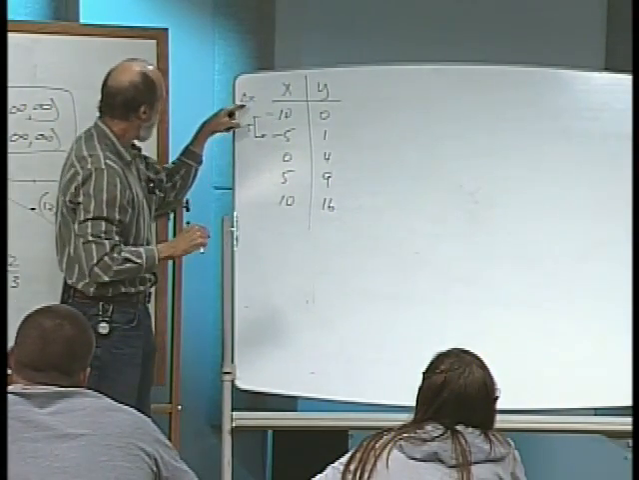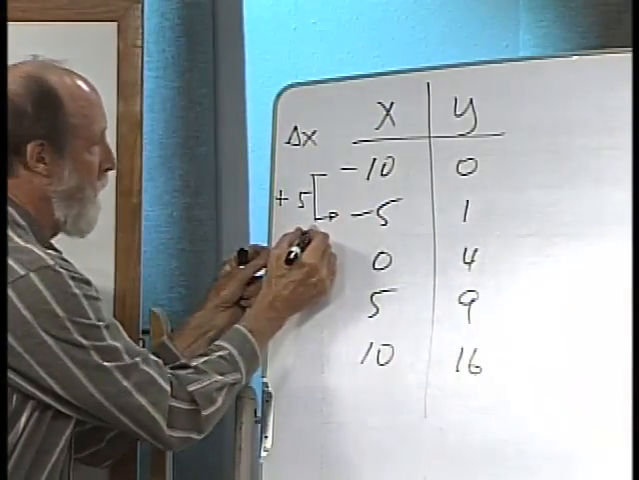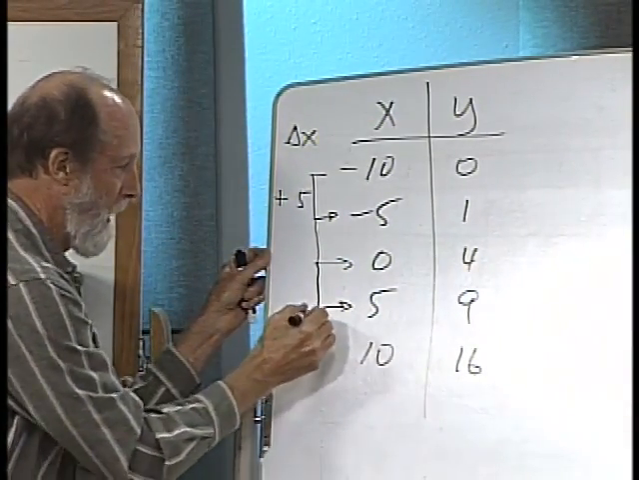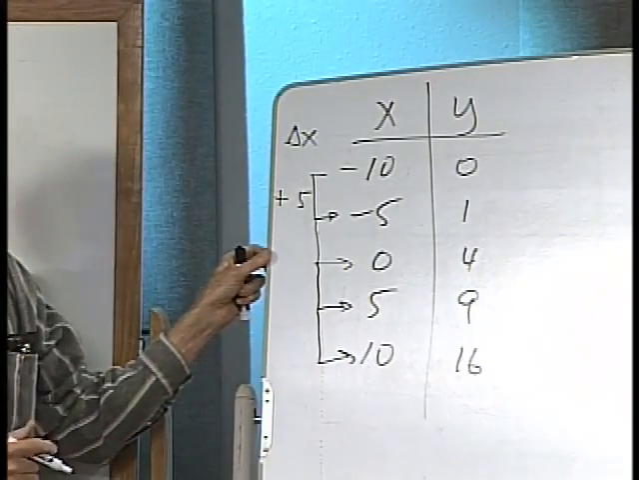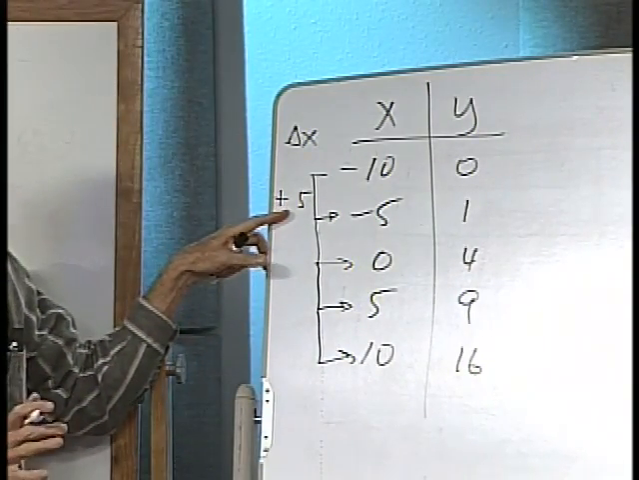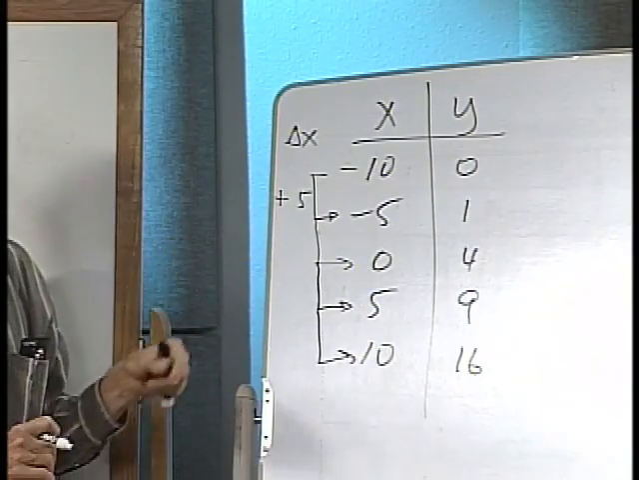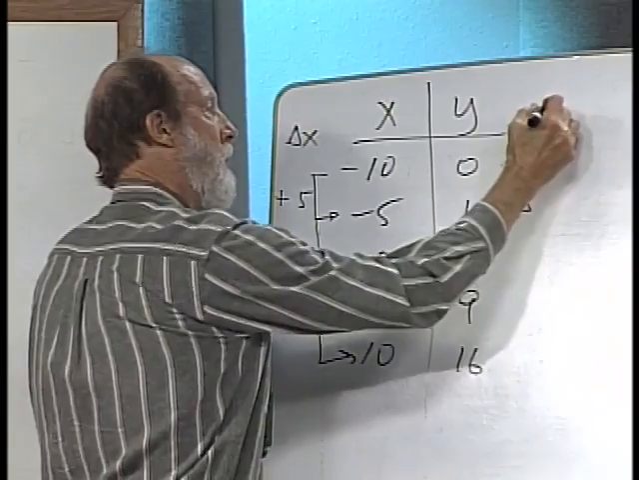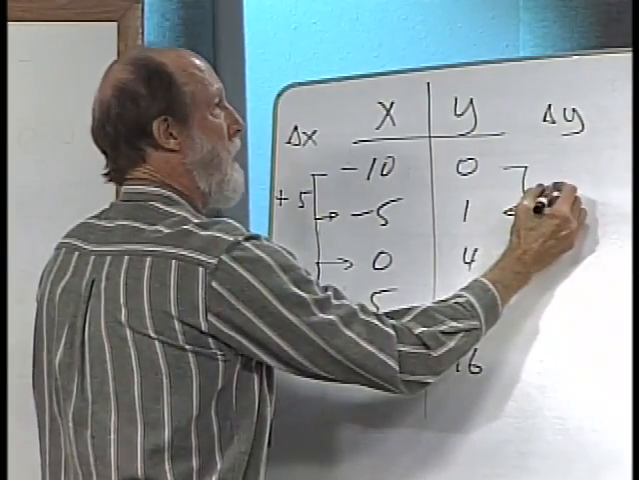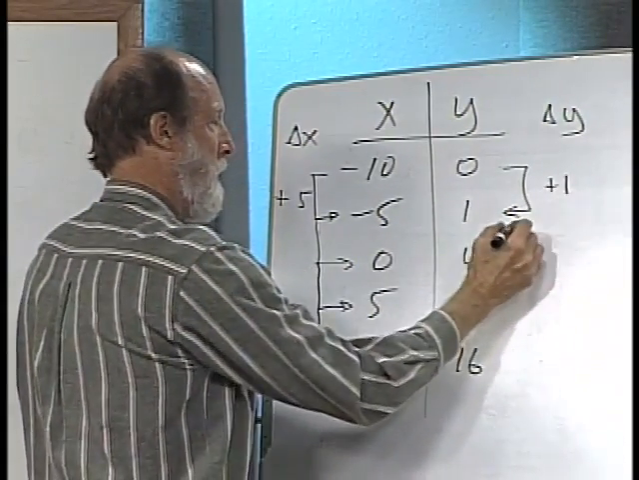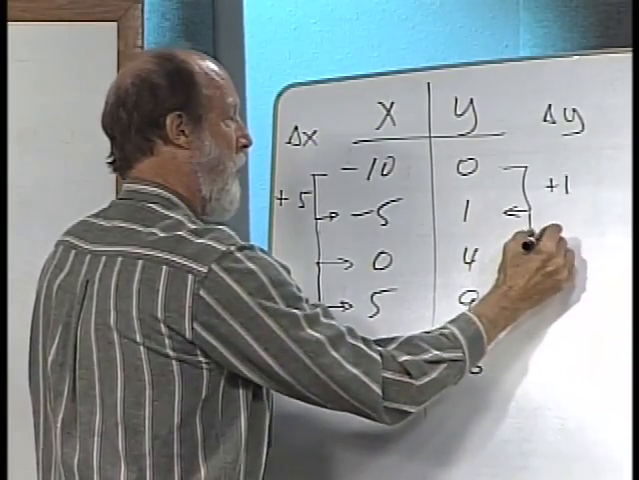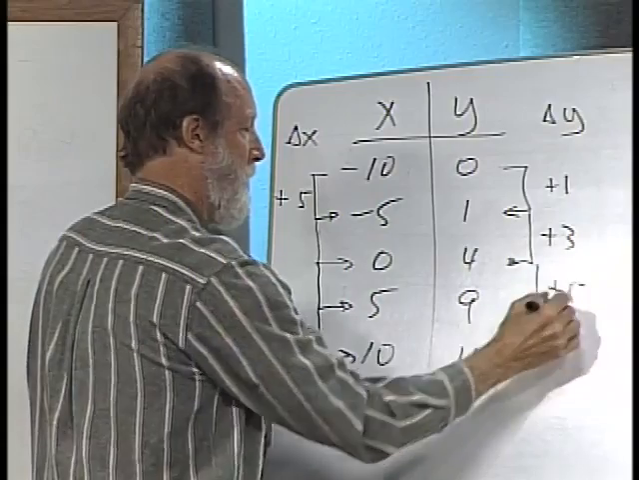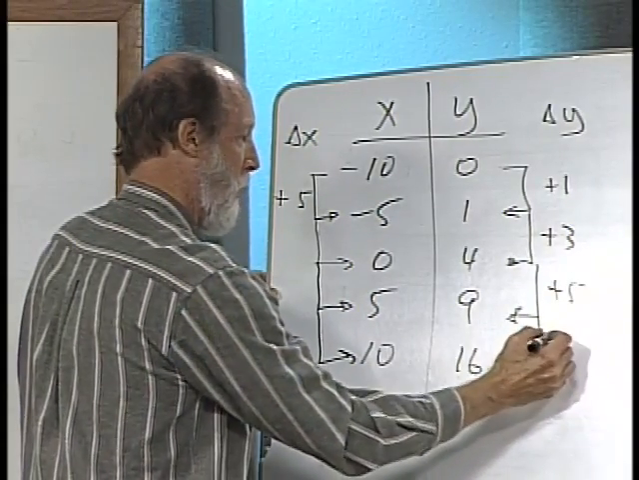So for any change in x, and notice that it's uniform, we have a uniform change in x from each data point, don't we? So our change in x is +5. What's the associated change in y that you see over here? Change in y is +1, then +3, +5, +7.